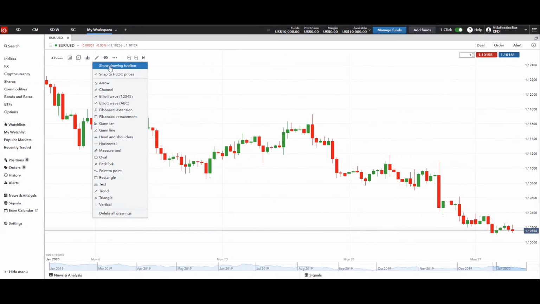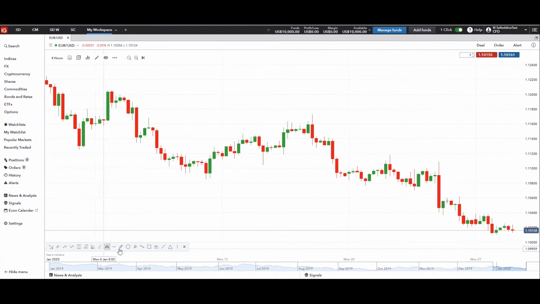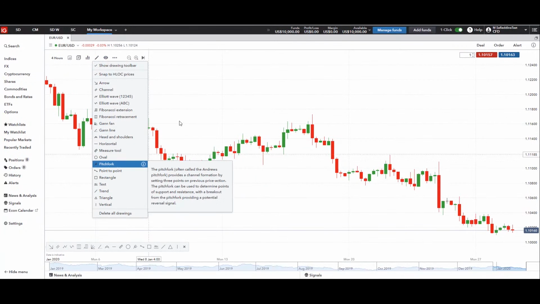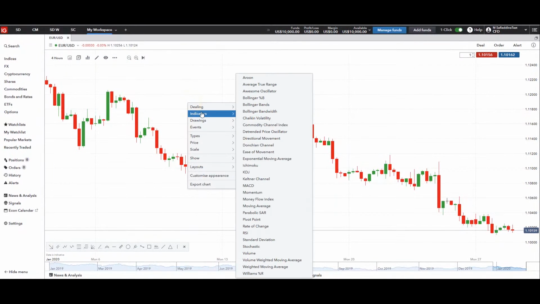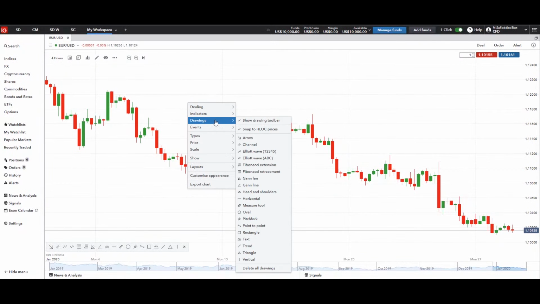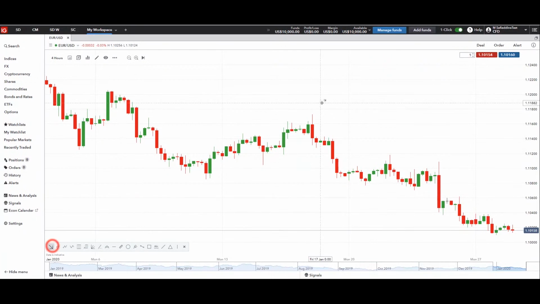You can either show the drawing toolbar, that's one way to look at it. You can select it from there. You could select it also from this, and also you can right click and you'll see indicators are there, drawings are there as well, and you can select the drawing that you want from that section. So let's go ahead and take one of them. We take an arrow, for example. You want to point out a certain area.